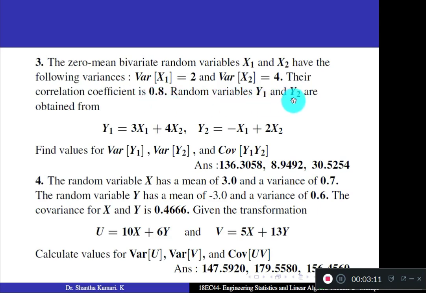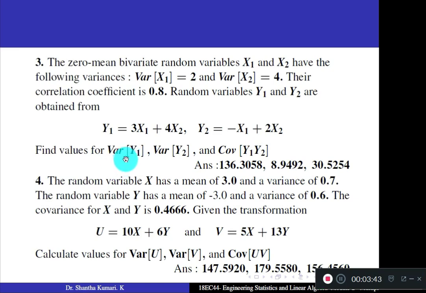Similarly, random variables y1 and y2 are obtained from y1 equal to 3x1 plus 4x2 and y2 equal to minus x1 plus 2x2. So we worked out problems with the notations u and v. Here y1 and y2 are given. So y1 is ax1 plus bx2. So a is 3 and b is 4. y2 is cx1 plus dx2. c is minus 1 and d is 2. So using that a, b, c, d, you can write the formula for variance of y1.